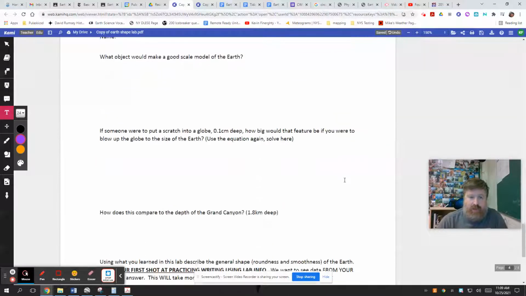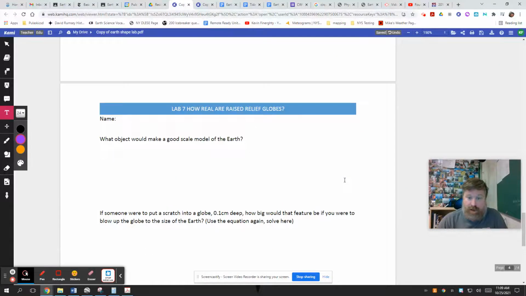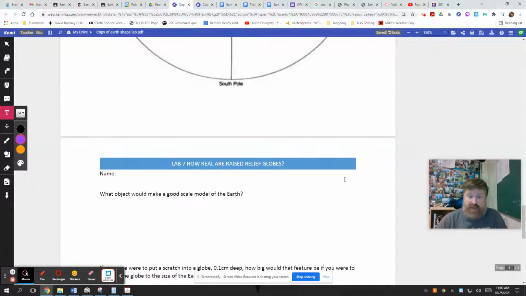All right. So let's get to it. What object really wouldn't make a good scale model of the Earth? If this is not good, because the Earth is actually rounder than this and the Earth is actually smoother than this, what is good? When I have people guess, they'll oftentimes guess a basketball.